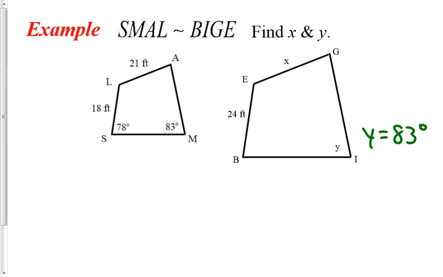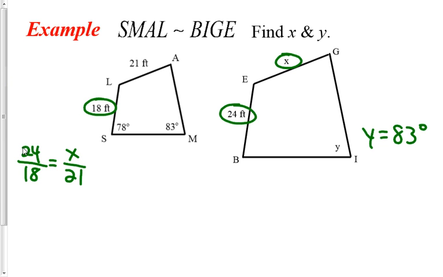All right, now we have to find X, the measure of side EG. There are many proportions that we could set up here and be correct. 24 over 18 equals X over 21. So we have side EB, which corresponds to side LS, and then we have side EG over side AL, right, that correspond. All right, so we like that.